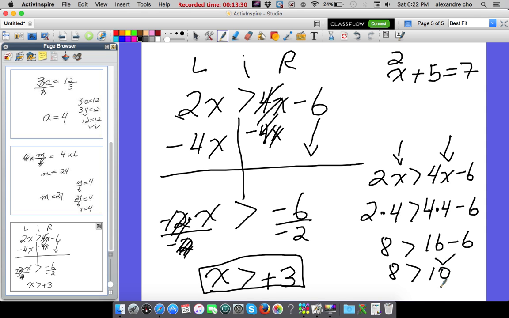We did something wrong, or I did something wrong. Hang on a second. 8 is not greater than 10. X has to be greater than 3. Hang on. Shoot. What did I do wrong? 2x is greater than 4x minus 6. 2x minus 4x.